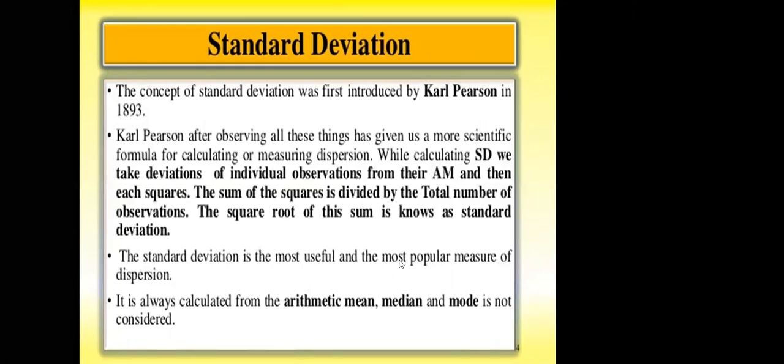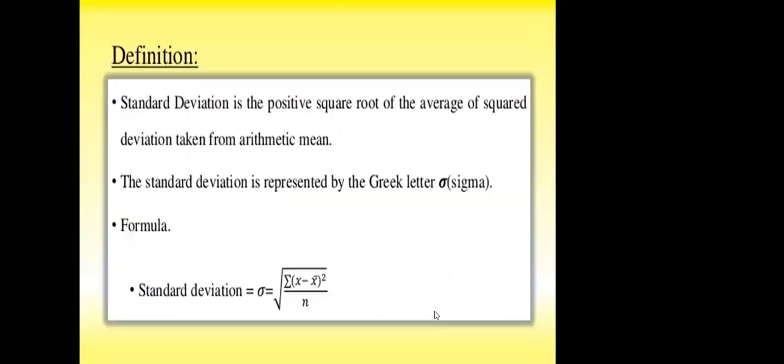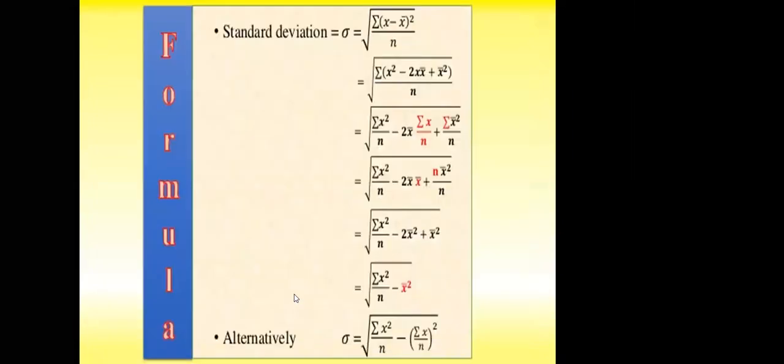Standard deviation is also known as root mean square deviation. It is defined as the square root of the arithmetic mean of the squares of the deviations of the values taken from the mean. It is denoted by the small Greek letter sigma. It is always calculated from the arithmetic mean; median and mode are not considered. So this is the formula: sigma is equal to the square root of summation of (x minus x bar) squared divided by n.